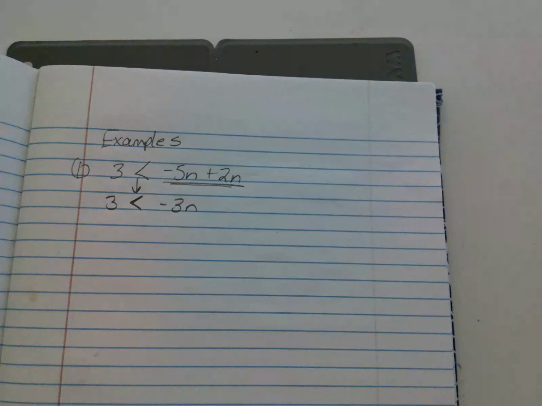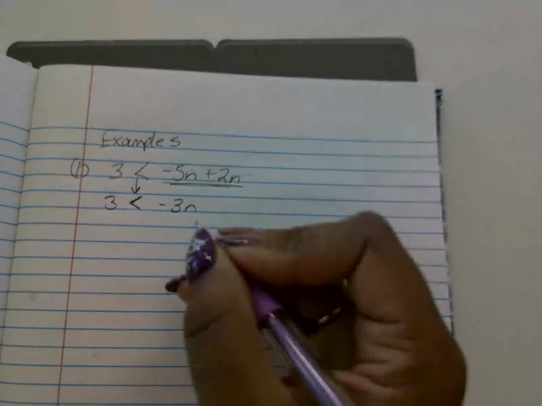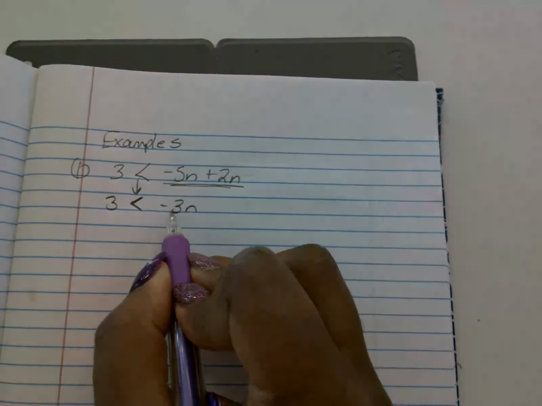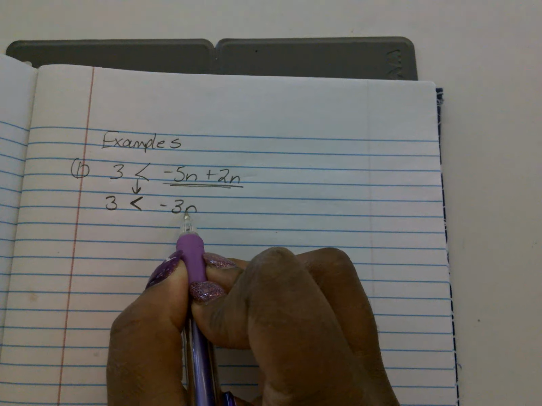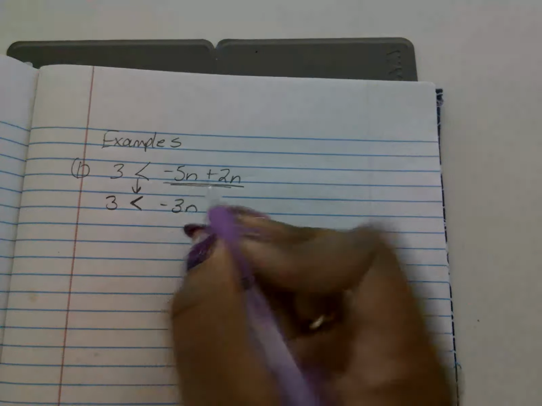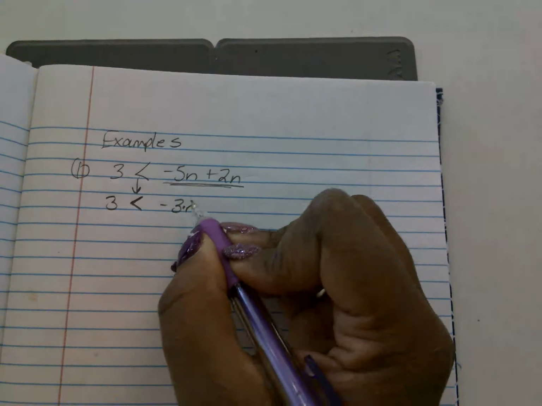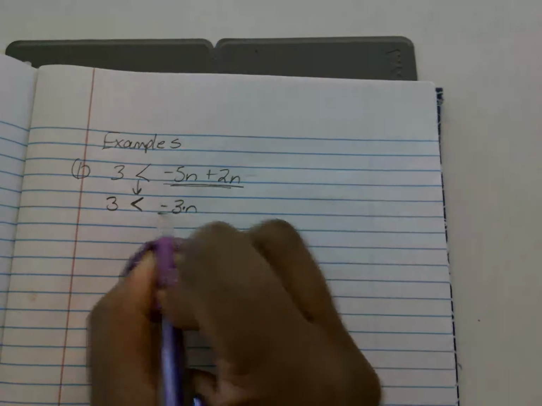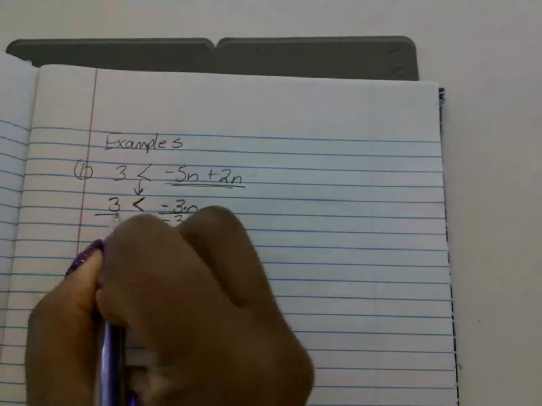Last step, because we don't have variables on both sides, I can skip that step. The last step is to isolate the variable. How do we get n by itself? What operation is between negative 3 and n? Multiplication. What's the opposite of multiplication? Division. So we're going to divide both sides by negative 3.